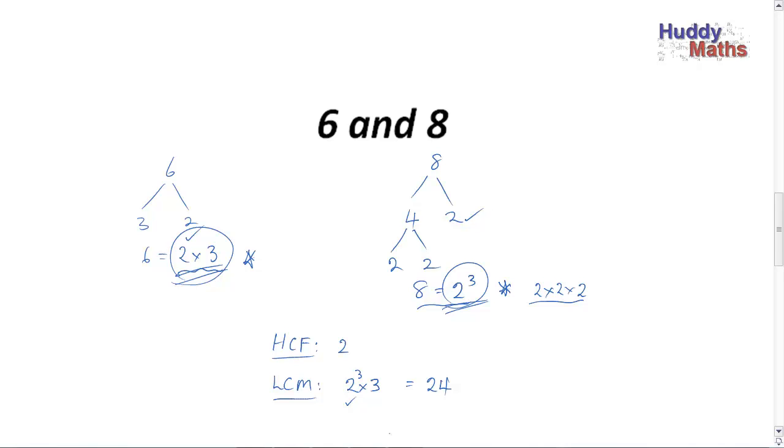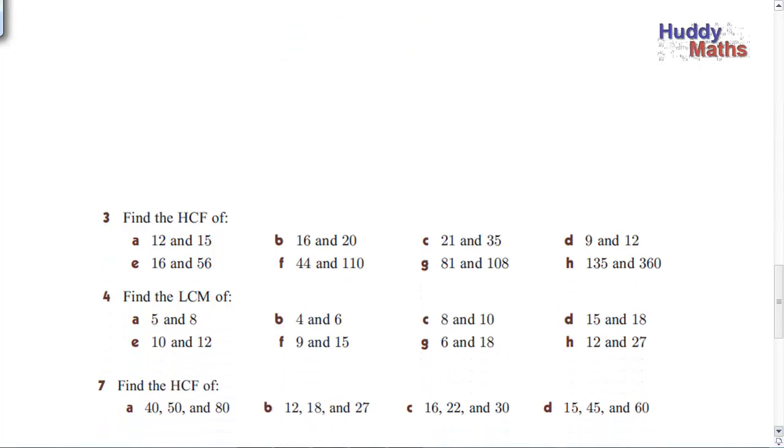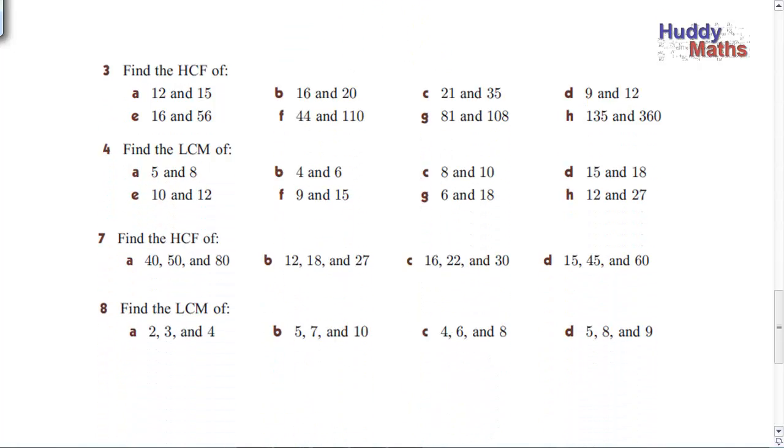Okay, you want to try some. I think it's important to get up close and personal with each number and compare them. Let's have a look now. So here are some that we did before. I want you to do every one of these using the construction method, if you like. Reduce the numbers to a product of prime factors, and then construct the highest common factor and the lowest common multiple.